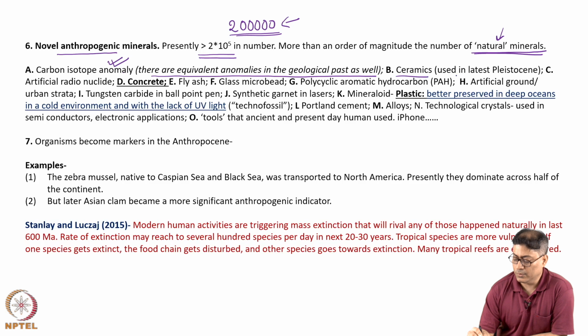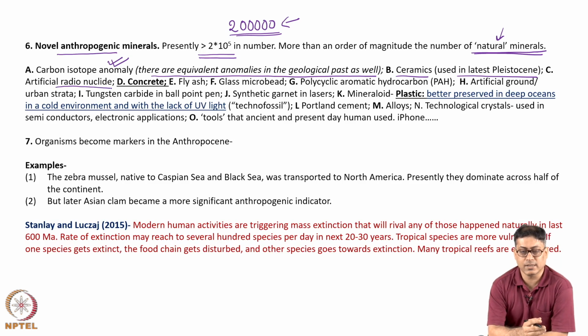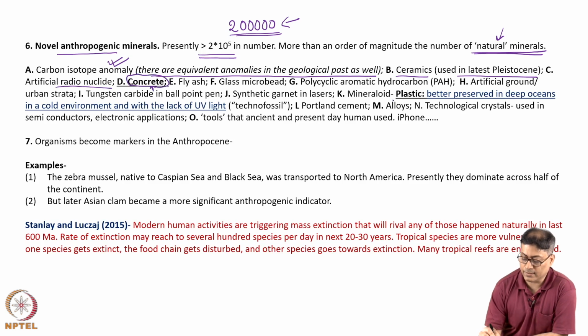Ceramics came into the geological history from the latest Pleistocene, from the old civilizations. Artificial radionuclides, their testing and their application in the world war. Concrete, this is very, very important. So, I have kept in bold concrete and plastic, these two widely accepted anthropogenic materials that can define the Anthropocene time.